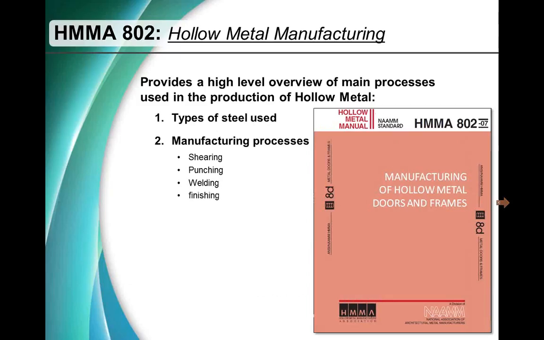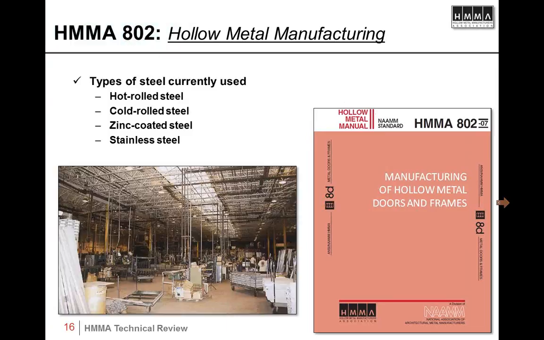Looking at HMMA 802, this is basically a review of hollow metal manufacturing. This gets into the different types of steel used, the different manufacturing processes. It's a good information tool just to see how different things are made. It's a very basic overview of the manufacturing process.